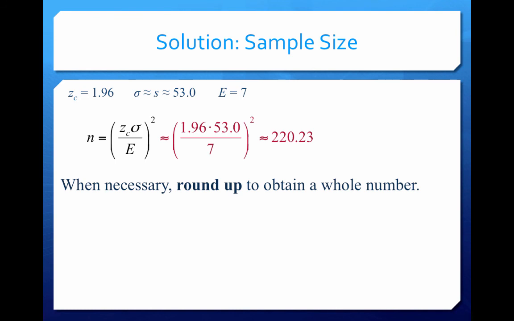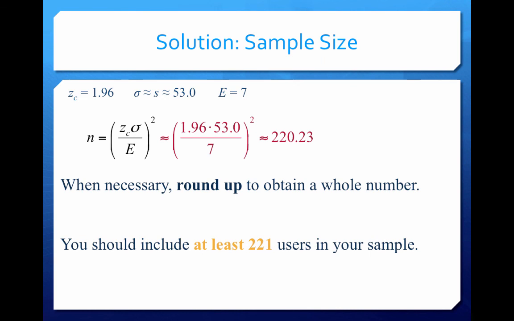We plug this into our formula, okay, and get approximately 220.23. Obviously, we're dealing with people here, right? We're dealing with friends on Facebook. We can't have 0.23 of a friend. So what are we going to do? We're going to round up to obtain a whole number. So how large does our sample need to be? We need to include at least 221 users in our sample.